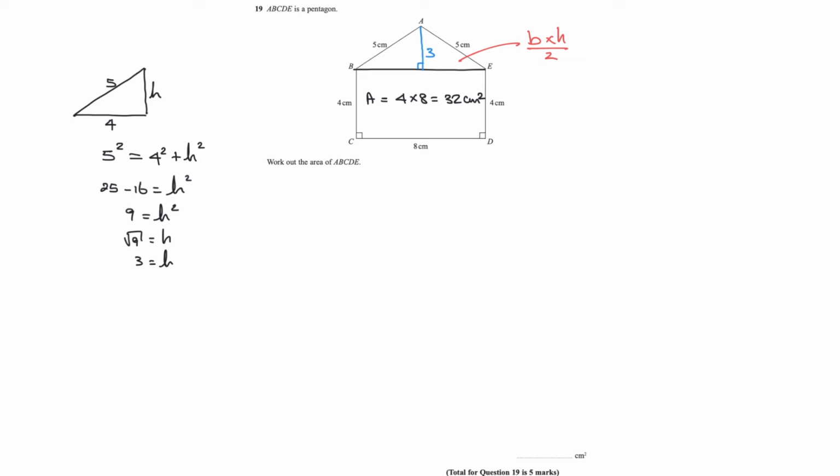Okay, now that I've got the height, I can now go and find the area of this triangle. To get the area of the triangle, the base of the whole thing is 8, because let's not forget, it's the whole triangle we're looking at. The base is 8, the height is 3, so 8 times 3, and then don't forget to divide by 2. That's going to give us 12 centimeters squared, and I can now say that therefore the area is equal to 32 add 12, which is 44 centimeters squared.